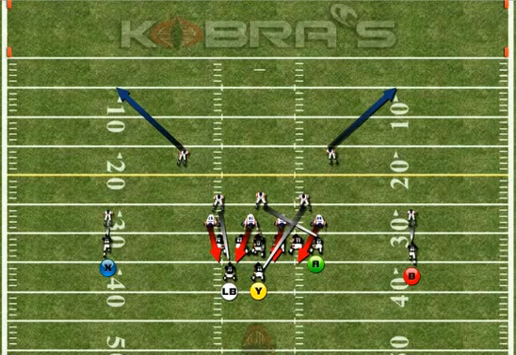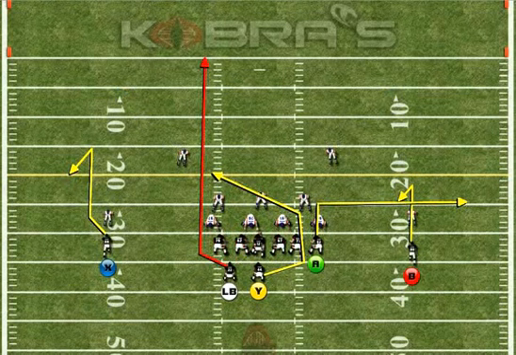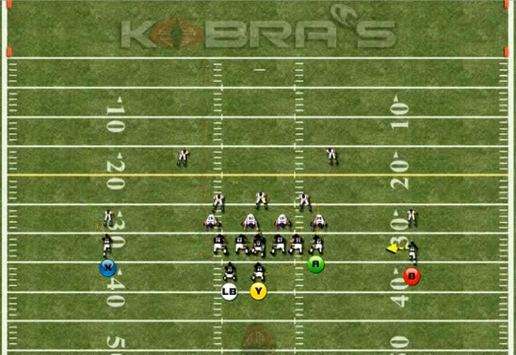So what we're going to do here is walk you through the way we're going to run this. Let's go back to this screen right here, because I want to show that we're going to send this flanker in motion towards the left, just like we did with the near formation and the other 2 plays that we're showing, where we send the flanker in motion towards the left and snap the ball. So we're going to do the same thing. Now what's going to happen is the halfback is going to run that seam route.